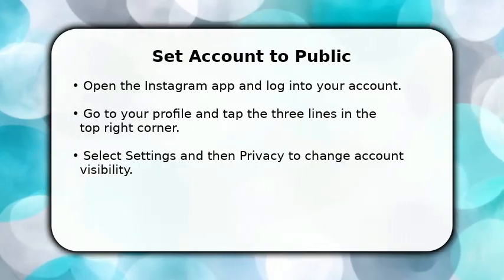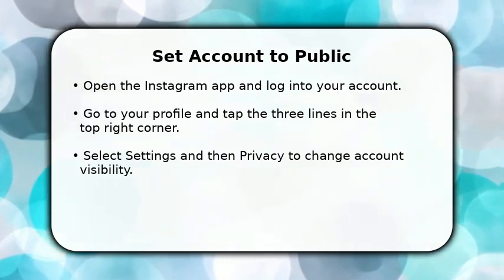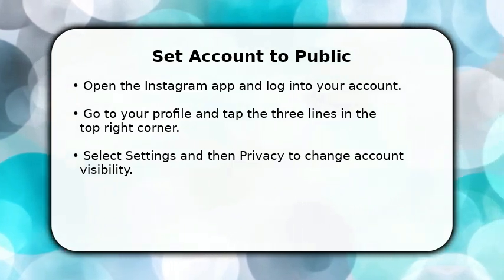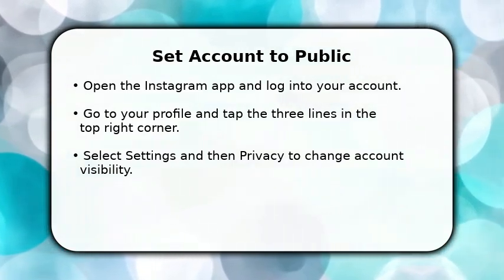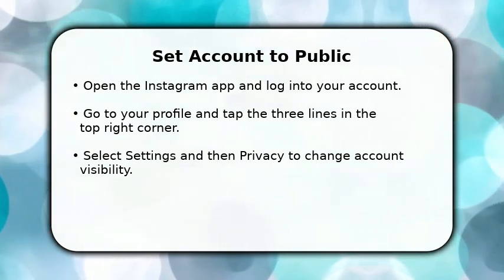In this video, I will explain how to make your account public on Instagram, the only way. Open Instagram and go to your profile, then tap the three lines in the top right corner to access settings. From settings, tap privacy, then account privacy, and toggle off private account.